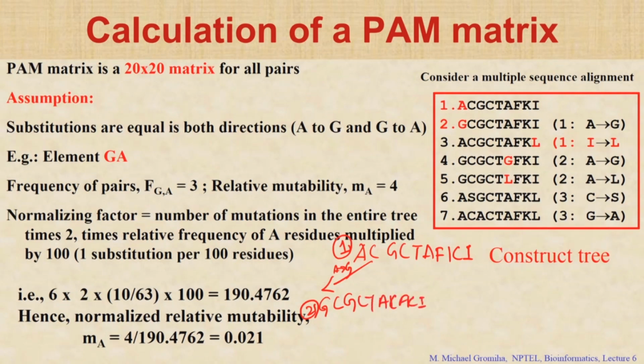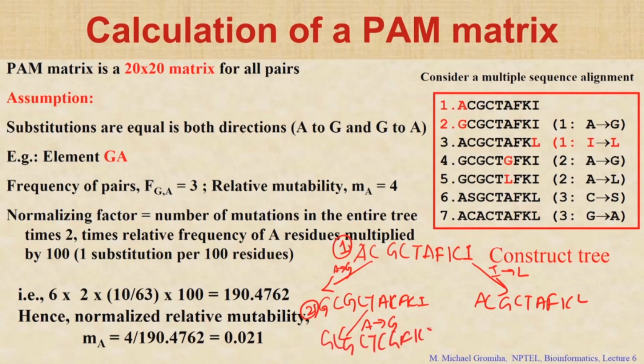Then the third sequence we get, here the mutation is I to L. So, here this is the change, and we get this sequence A C G C T A F K L. Now, for the second one we make another change, A to G. So, here we make changes A to G, we get this sequence G C G G C G.